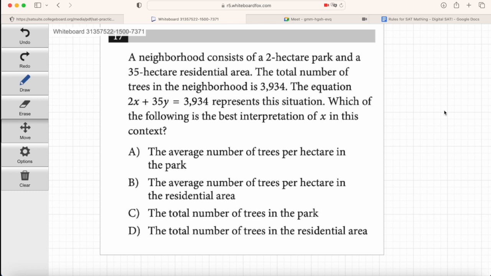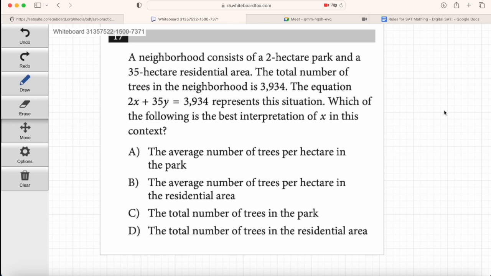What are we solving for here, Tanner? Trying to find the best interpretation of x. Now, this is a tough question. We've done a number of questions where they give us a situation, and then we've got to develop the equation or the inequality based on the situation. You know what I'm saying?